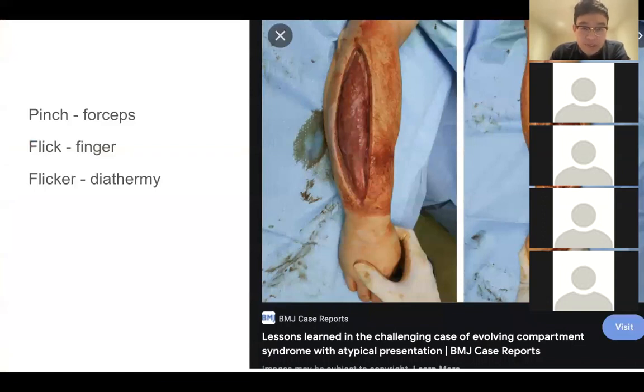After the decompression, you should see that the muscles bulge out. So it's either looking really dusky and brown to begin with, like a steak that has been left out, like those Tesco ones that have been reduced. And once the compartment is released, it's nice and pink. You can do clinical evaluation on the table, such as pinching it with forceps. You can flick it with your finger, or you can use a diathermy to try to cause a flickering of the muscle to see if the muscle's dead or alive.